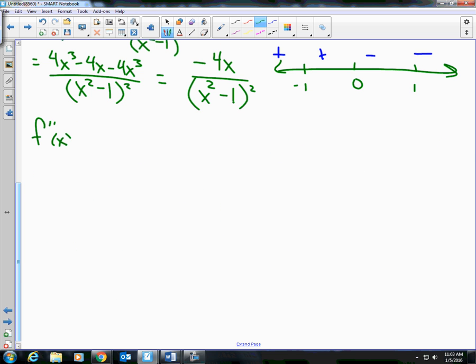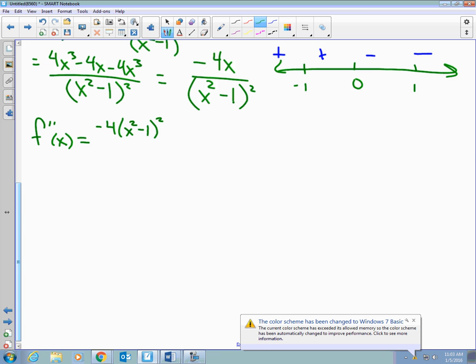F double prime. With quotient. Derivative of the top. Negative 4 times x squared minus 1 quantity squared, minus the top. If I moved it to the top, I would have to use the product rule with the chain rule. So you either got to use the quotient rule with the chain rule or the product rule with the chain rule. Pick your poison. I like the quotient with the chain because I don't end up with negative exponents in this situation. Whoa.